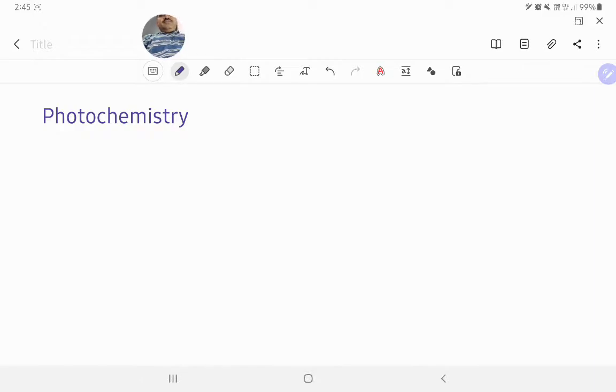Hello friends, today we will see the topic photochemistry. In your syllabus we have a topic of photochemistry. Now we will see the topic photochemistry, its weightage and all things about our syllabus.